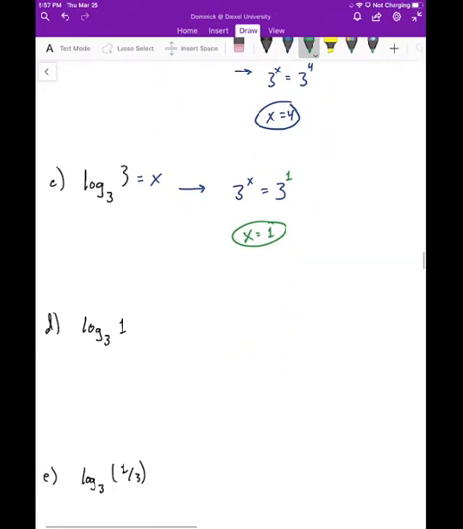All right, for part D, again, we'll say that this is equal to x, and we get 3 to the x is equal to 1. Now if you want to write 1 as a power of a number, you need a 0 power there. So we could say here that 3 to the x is equal to 3 to the 0, so then that gives us that x is equal to 0.